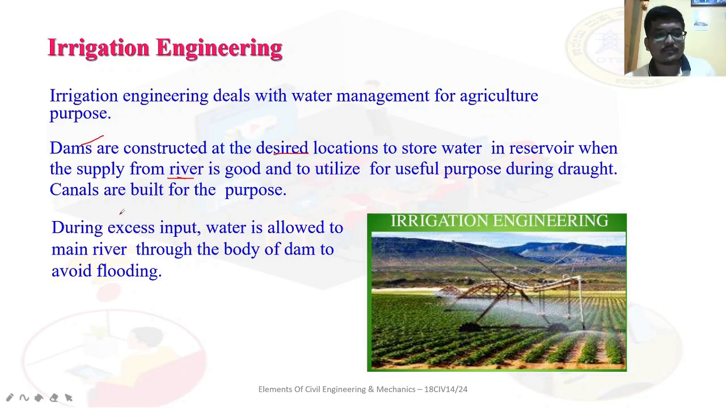Canals are built for transporting the water. During excess input, water is allowed to flow through the main river through the body of the dam to avoid flooding. So whenever there is a flood, they will not let the structure be affected. They will just leave the water to flow through the river.